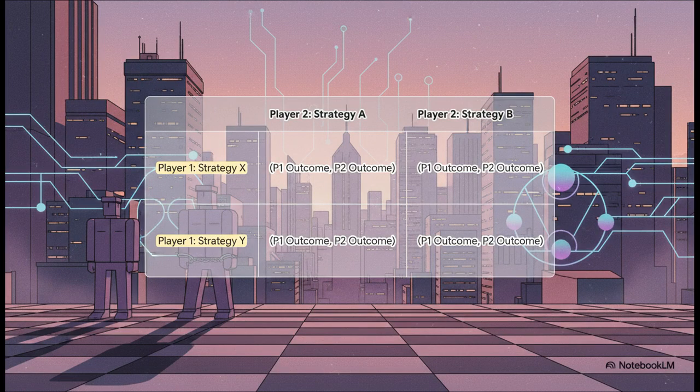And this right here is how we map it all out. It's called a payoff matrix, and it is the single most important tool in game theory. It's actually super simple to read. Player 1's choices are on the side, player 2's choices are up top. Want to see an outcome? You just find where their choices intersect. So, for example, if player 1 goes with strategy X and player 2 picks strategy A, this top left box tells us exactly what happens to both of them. It lets us see the entire game in a single snapshot.